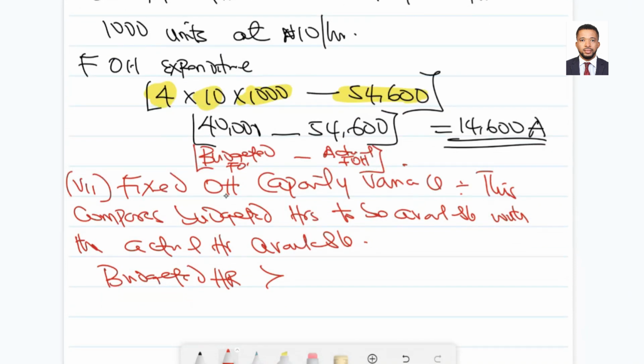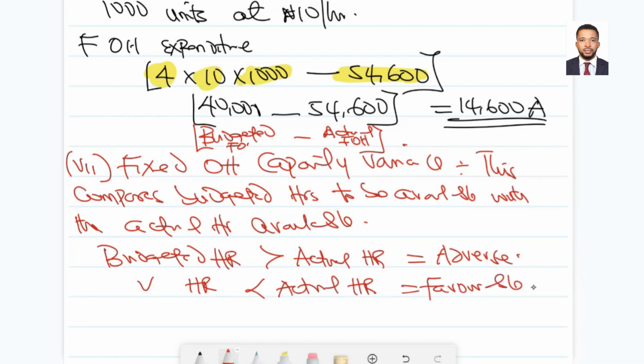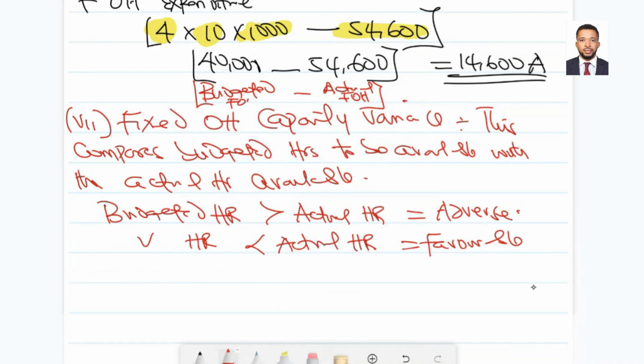Okay, so if budgeted hour is greater than actual hour, it is what? Adverse. If budgeted hour is less than actual, it is what? Favorable. Okay, so now, if you look at this, it's opposite of what you've been doing, is that not?